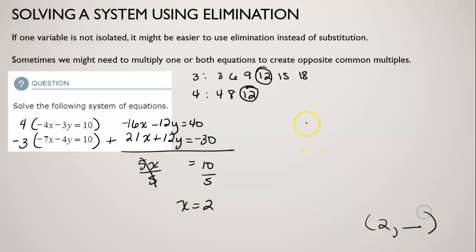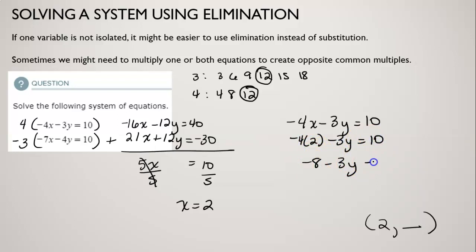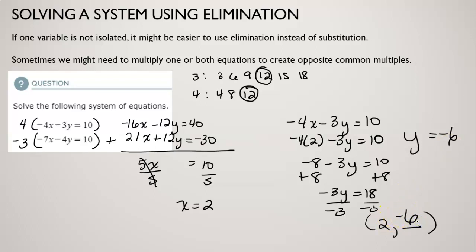So we go back, either one of these equations will work. I'm going to use the first one. Negative 4x minus 3y equals 10. x is 2. So negative 4 times 2 is negative 8, minus 3y equals 10. We're going to add 8 to each side. Negative 3y equals 18. Divide both sides by negative 3. And y equals negative 6. So your solution there should have been 2 comma negative 6.